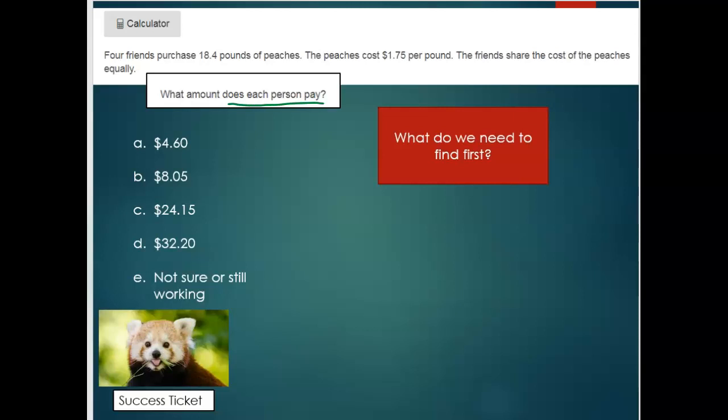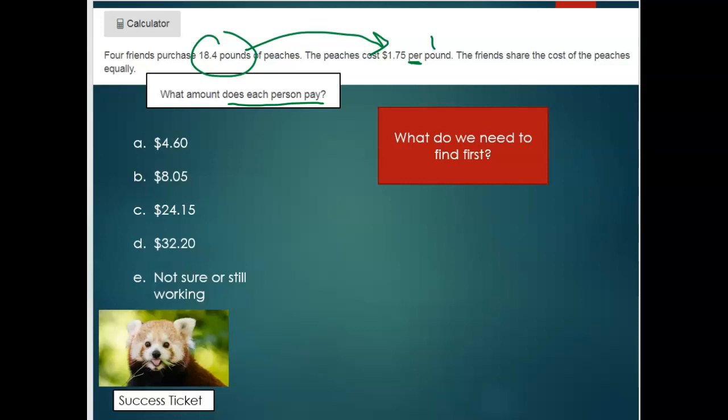So, the first thing I think I want to do here is get the total cost of the peaches, right? If we're trying to figure out how much each person pays for these peaches, but we don't have the total cost of the peaches. All we know is we have this many pounds of peaches, and it costs this much per pound. Now that word per pound gives us a clue here, a clue to multiply. That means per 1 pound.